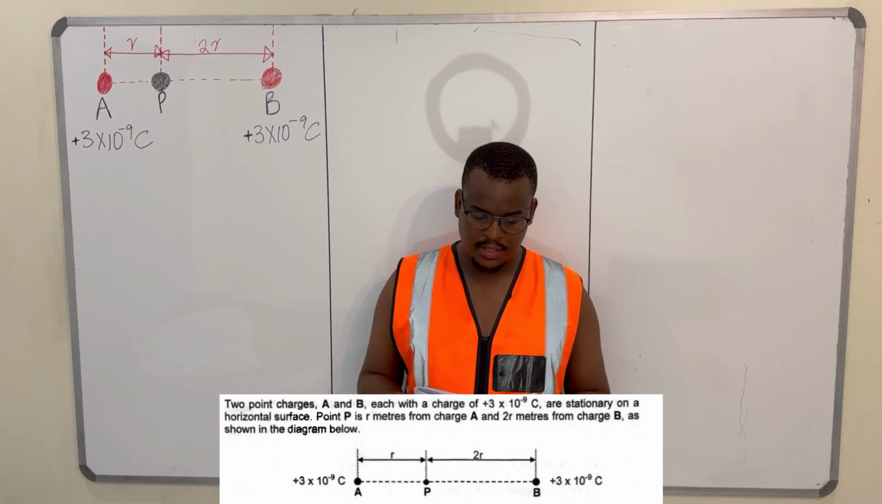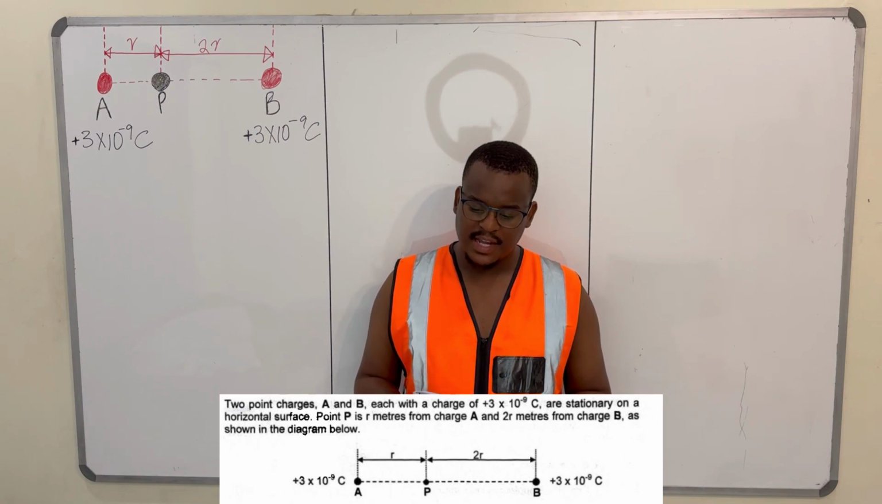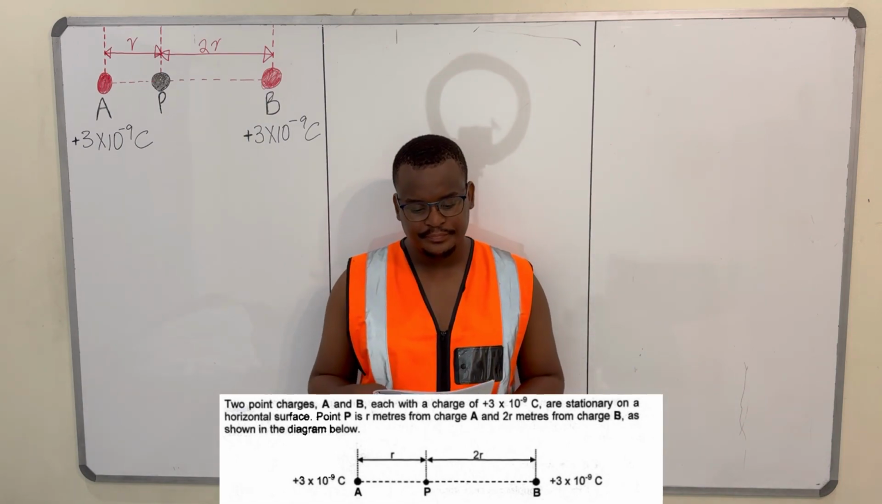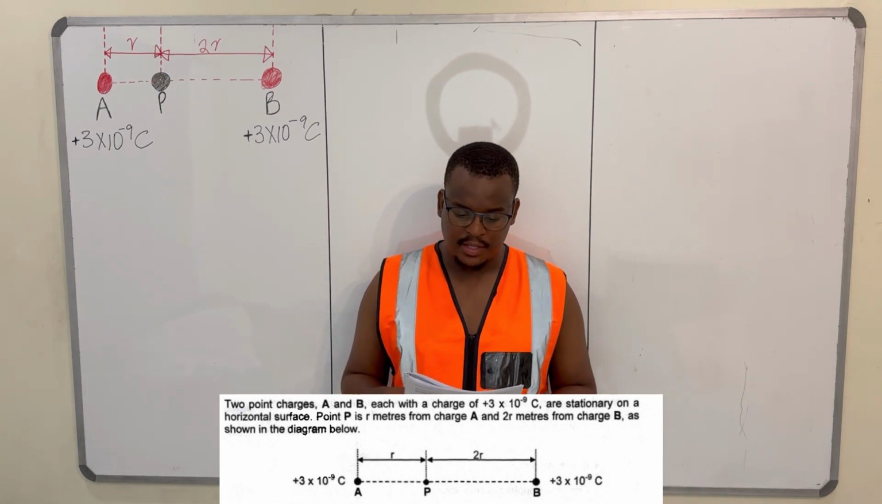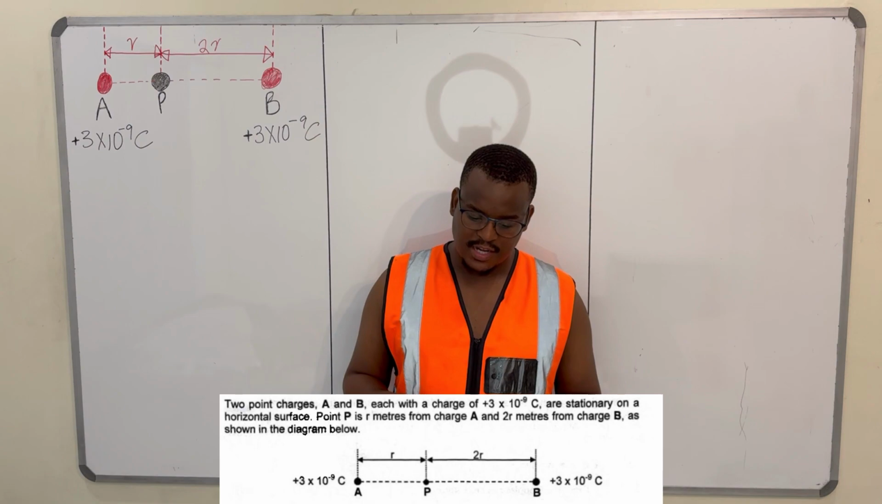Two point charges A and B, each with a charge of 3 times 10 to the power minus 9 coulombs, are stationary on a horizontal surface. Point P is R meters from A and 2R meters from B, as shown in the diagram below. Let me try to read this again. Two point charges A and B, each with a charge of 3 times 10 to the minus 9 coulomb, are stationary on a horizontal surface. Point P is R meters from charge A and 2R meters from charge B, as shown in the diagram below.